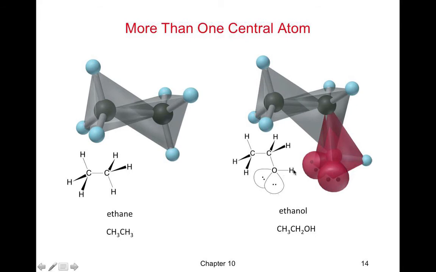This oxygen is also a central atom because it's connected to 2 different atoms. It has 1, 2, 3, 4 electron groups, but 2 of them are lone pairs. So 4 electron groups means the electron geometry is tetrahedral. The presence of the 2 lone pairs means that the molecular geometry is bent. So let's look at 2 additional examples.